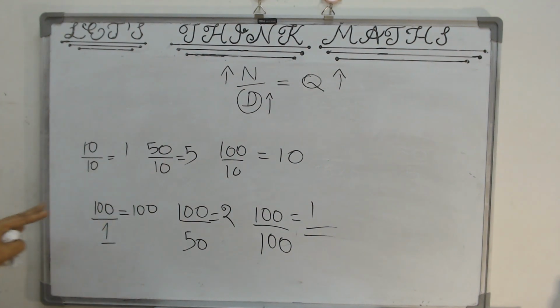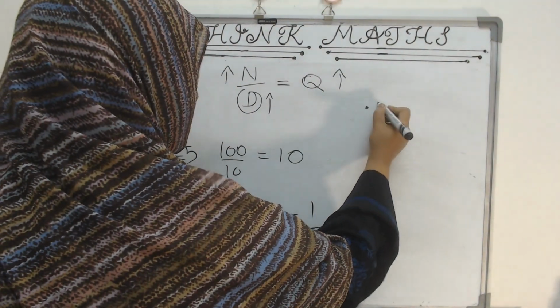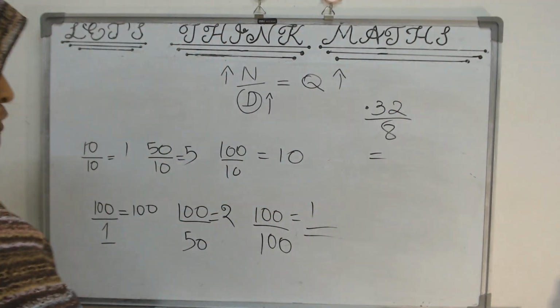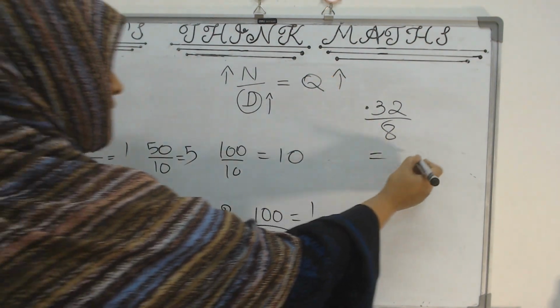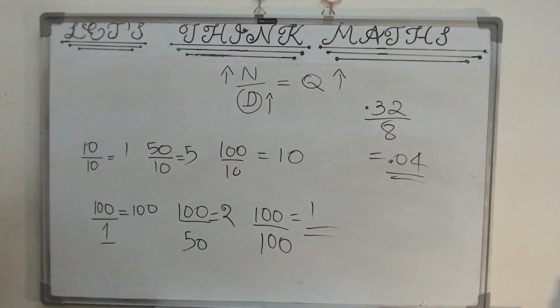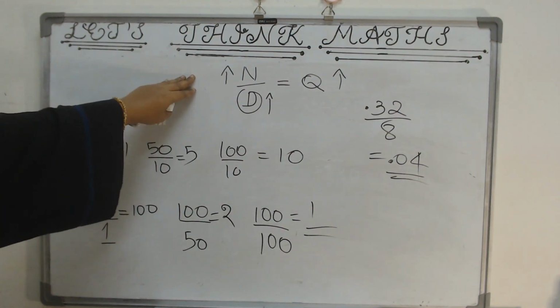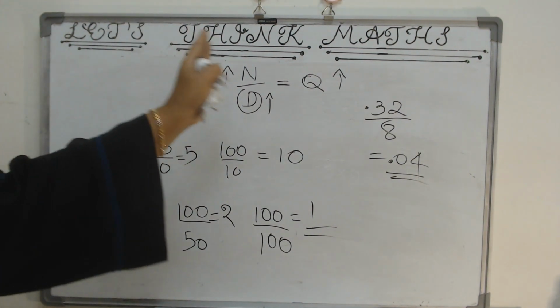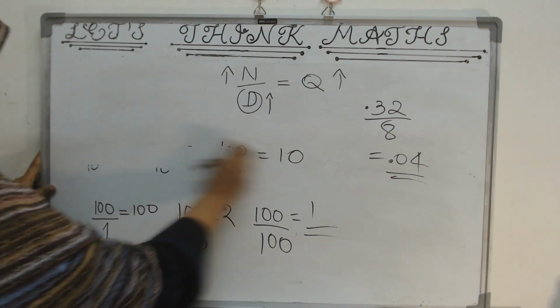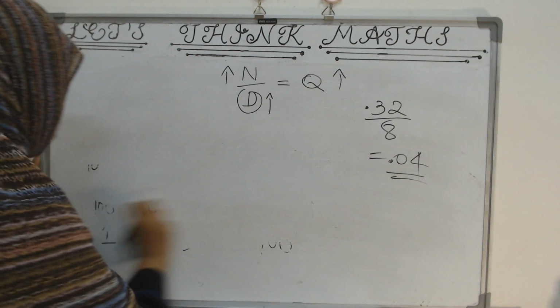Numerator is very flexible. If you have to multiply, say, 0.32 by 8, all you have to do is divide 32 by 8 and put this. Finished. The numerator is very flexible. Whatever you do to the numerator, you can do to the answer also. If you remember the earlier question we did, see what happens there.